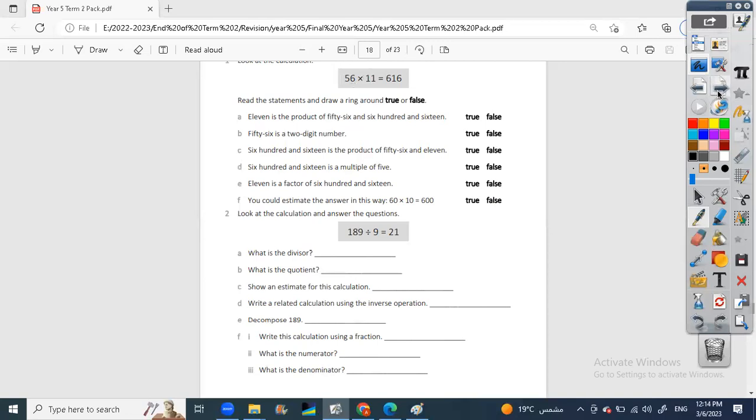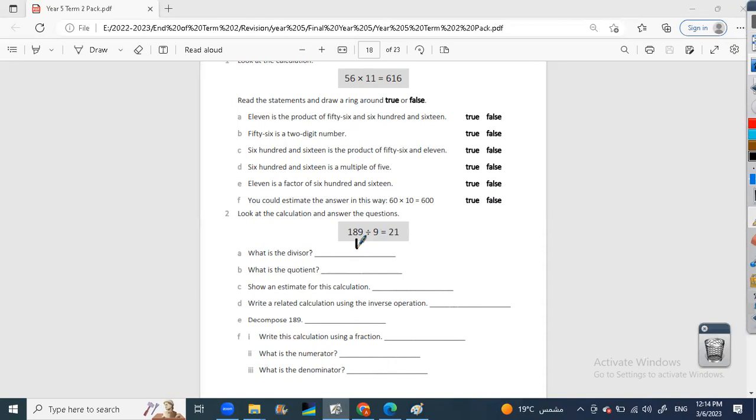All right, what is next? The divisor in the division here. The first number, the number that we're dividing, is called the dividend. And the number that we are dividing it by is called the divisor. And the answer is called the quotient. How can we decompose? Decompose means writing it this way. 189 is actually 100 plus 80 plus 9.